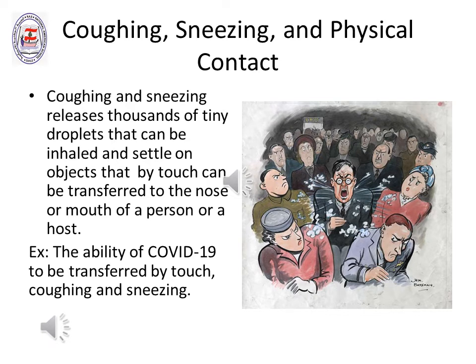The first way for diseases or pathogens to be spread is by coughing, sneezing, and physical contact. Coughing and sneezing releases thousands of tiny droplets that can be inhaled and settle on objects that by touch can be transferred to the nose or the mouth of a person or a host. Example, the ability of COVID-19 or coronavirus to be transferred by touch, coughing, and sneezing.